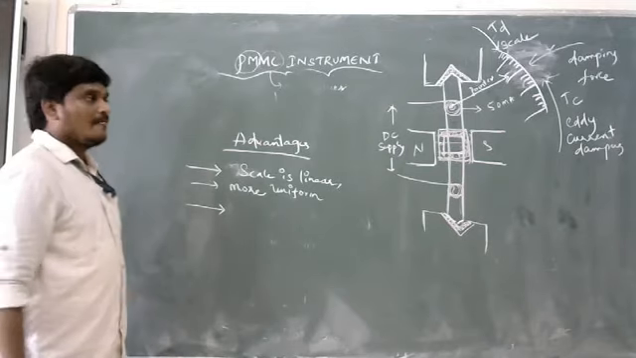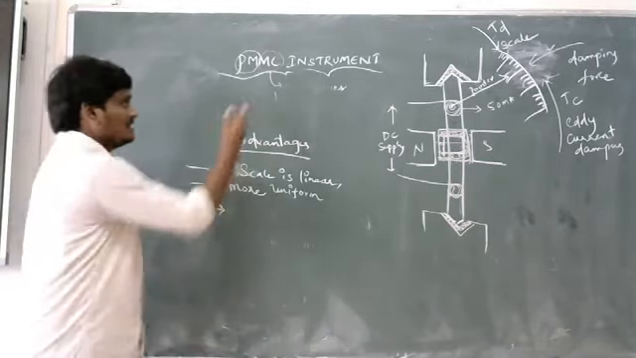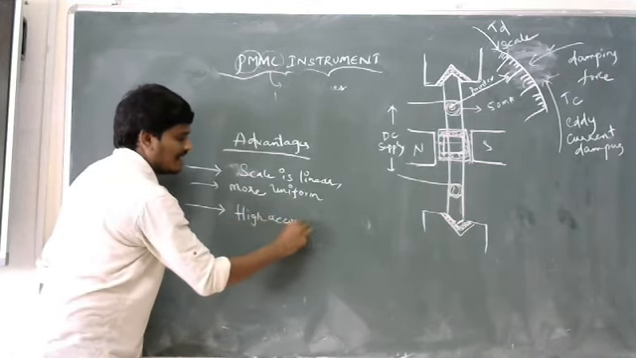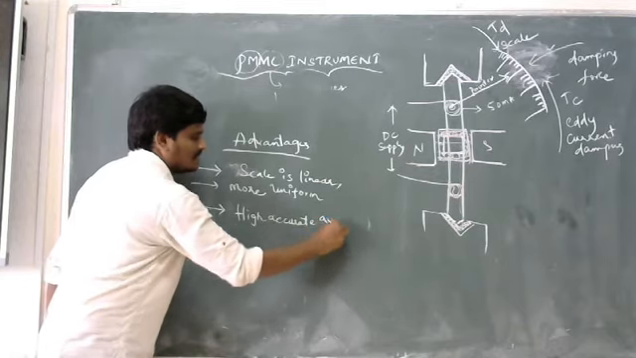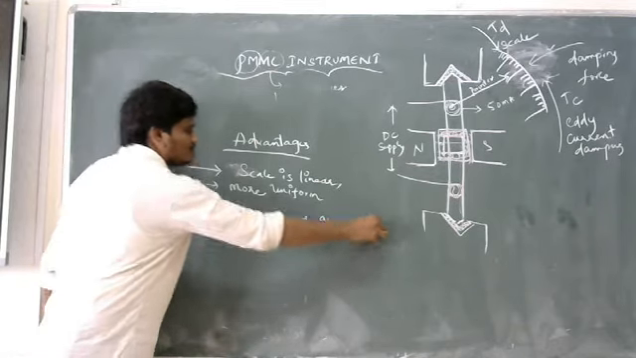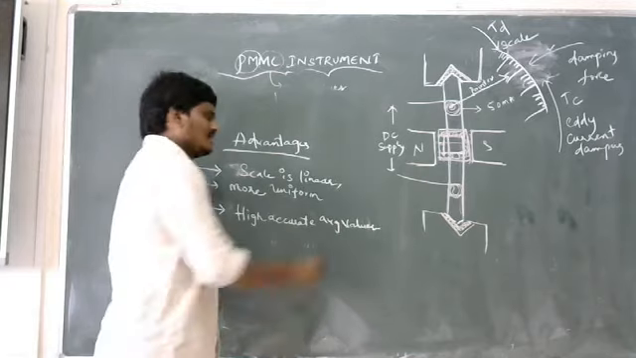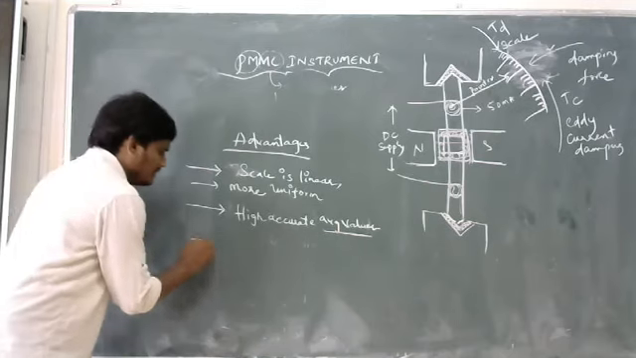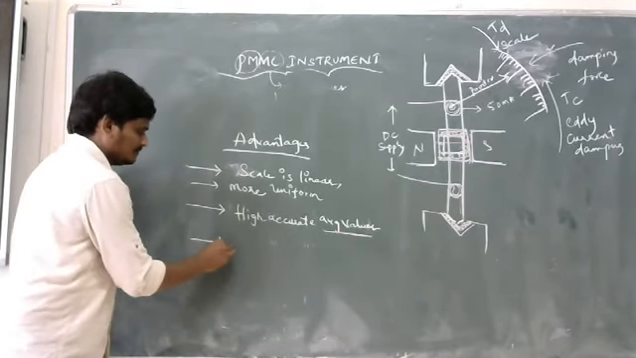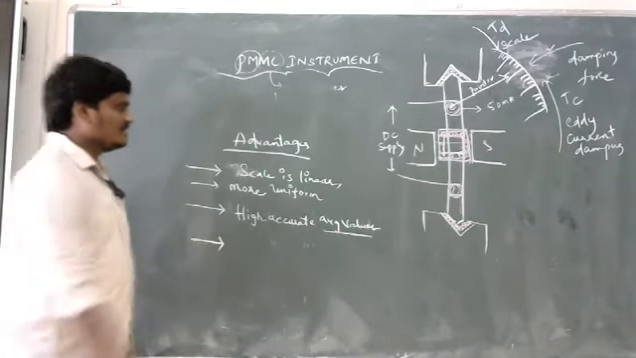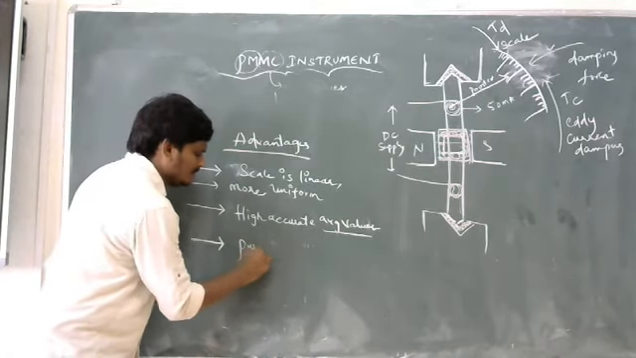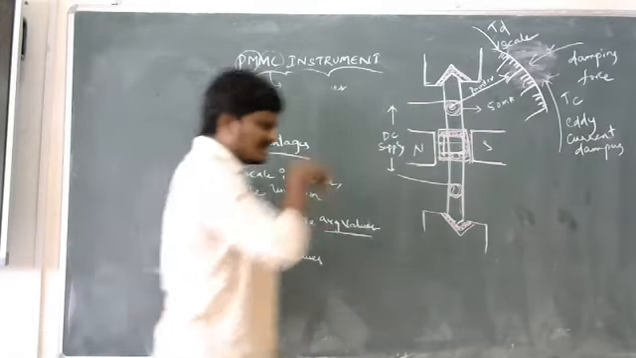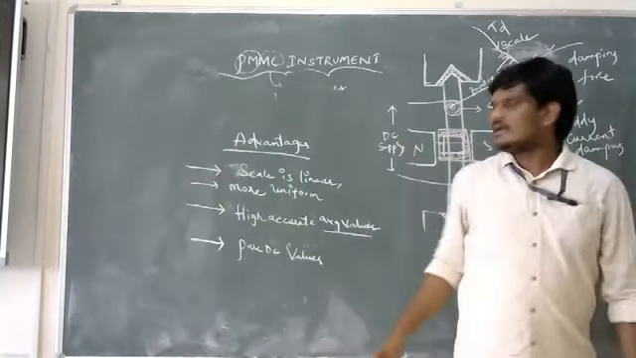And coming to the measurement of DC values, this PMMC instrument will give you highly accurate average values when compared with the other instruments. These average values may be either voltage or current. And coming to the next advantage, this is used to measure pure DC values. These are the advantages of a PMMC instrument.